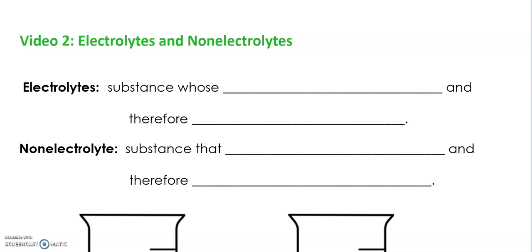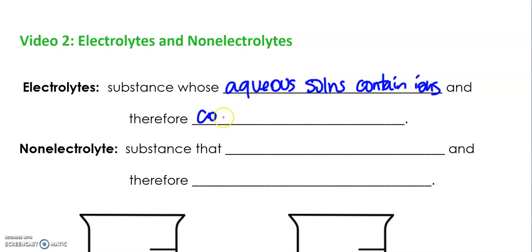This video is on electrolytes and non-electrolytes. So first, let's write the definitions. An electrolyte is a substance whose aqueous solutions contain ions. And therefore, because they contain ions, they conduct electricity. So they have all these ions moving around, and so electricity can flow through them.